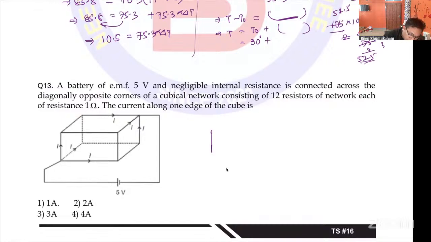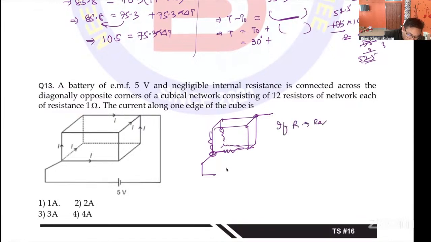Inside the class, I have written this formula. Across any diagonal of a cube or cuboid, whose faces have the same resistance, so if R is the resistance of each edge, then R net across any diagonal is nothing but 5R by 6. It is 5R by 6.